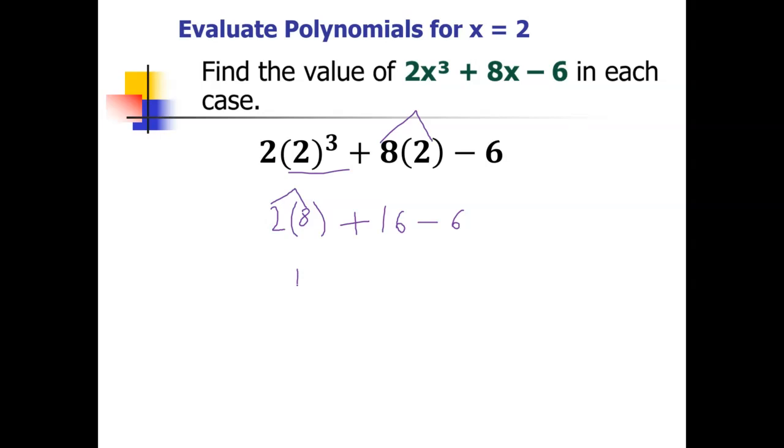Multiply again 2 and 8, which is 16. Then we have 16 plus 16, which is 32. And we will subtract, 32 minus 6, which is 26. Your final answer will be 26. You just need to follow the order of operations. So you must do the exponent first before you multiply, and then in the end, you will add or subtract, following left to right. Let's try one more.